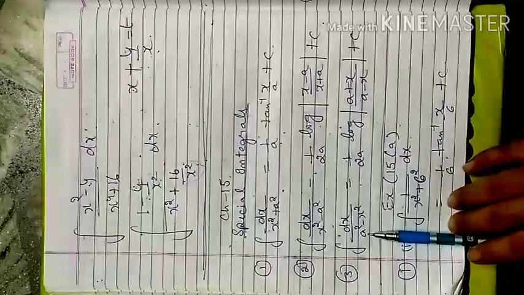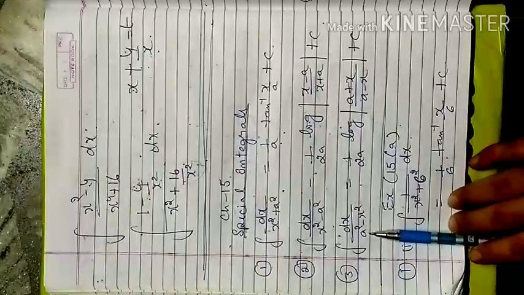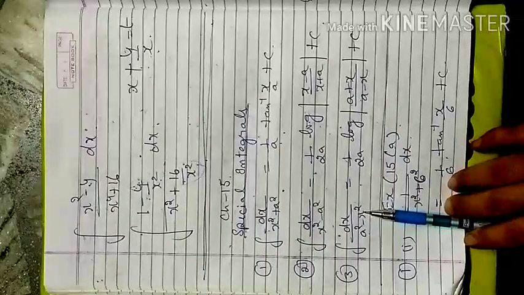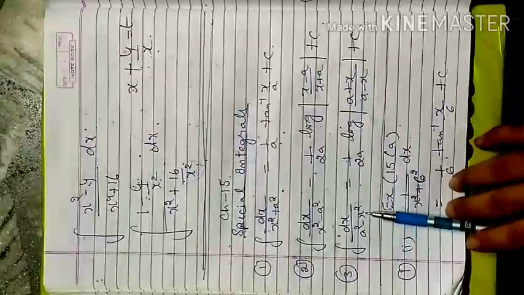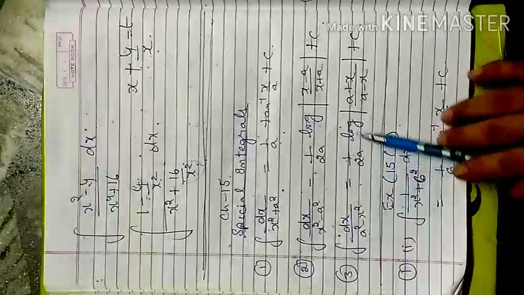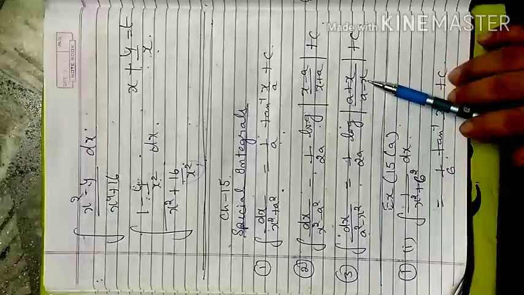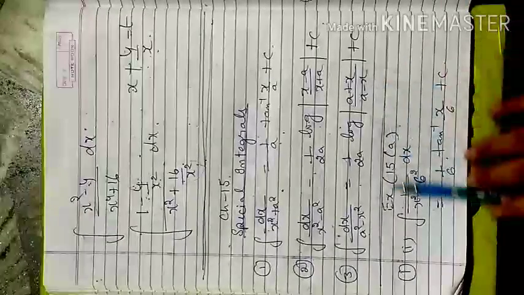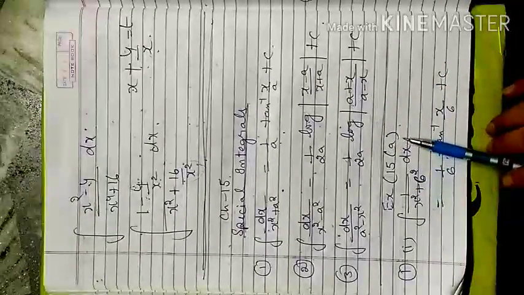And if your constant term is in the front, with a negative sign between that and the variable after it, the square of the variable, that is a square minus x square form, then what you will do is 1 by 2a log a plus x by a minus x plus c. So that is your required form. Now exercise 15a.